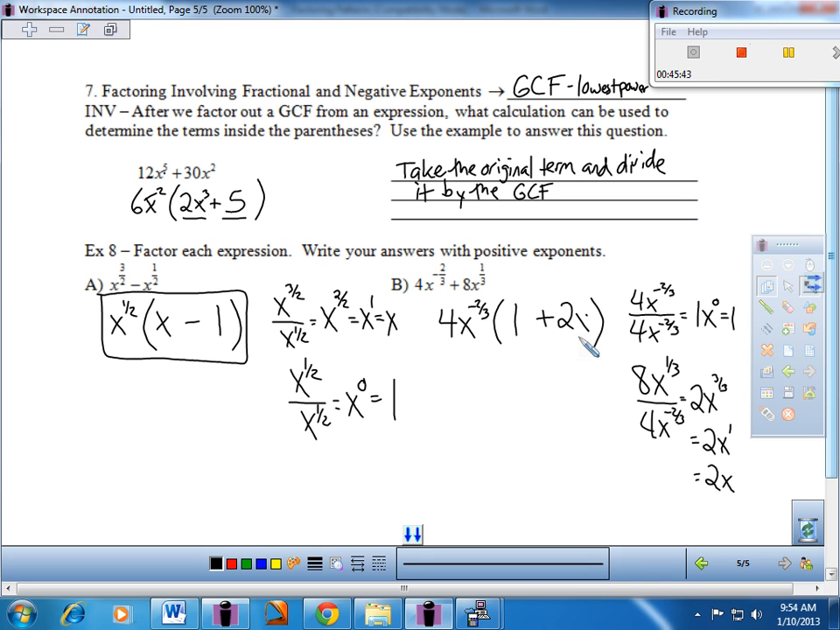I would argue we could probably go one step further. Notice what it said in example 8. Write your answers with positive exponents. And so in this case, we're going to take the one term with a negative exponent, and we are going to move it. So in reality, the ideal expression looks like this.